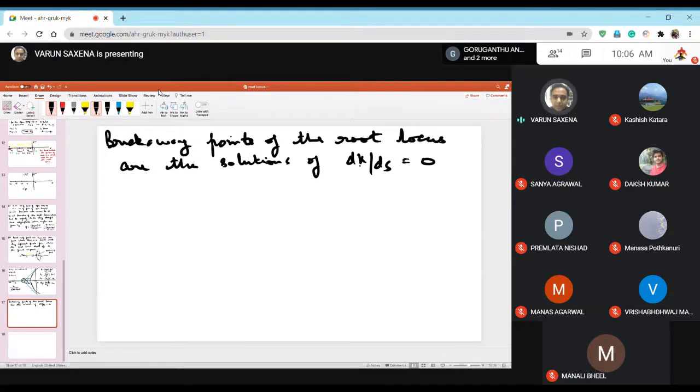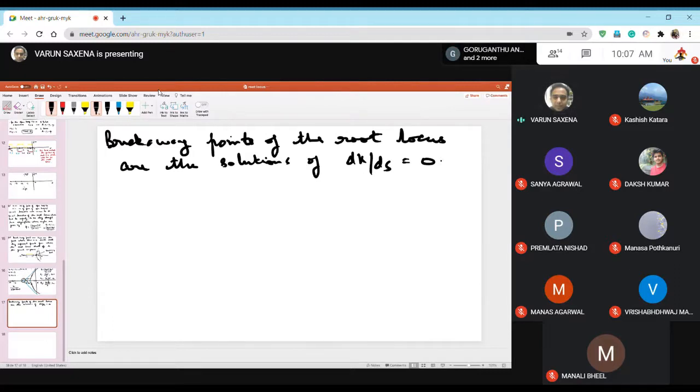So you are going to create an equation and then you will differentiate it with respect to s and equate it to 0, and then whatever values of s you obtain, those values of s will represent these breakaway points. Okay, so that is what breakaway points will be, and we'll see them later on. I'll give you an example of this, but let's just finish all the points so that we can straight away dive into some problems.